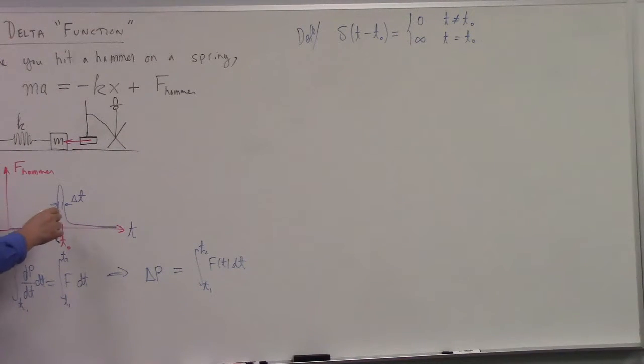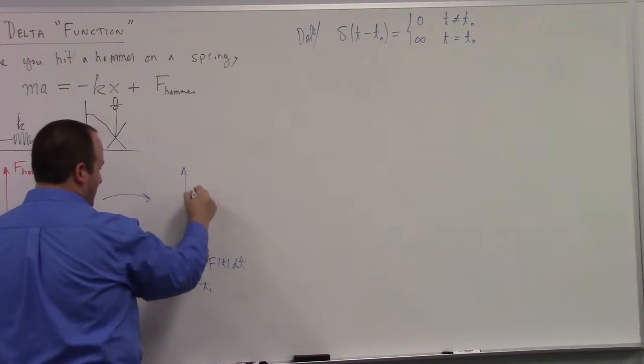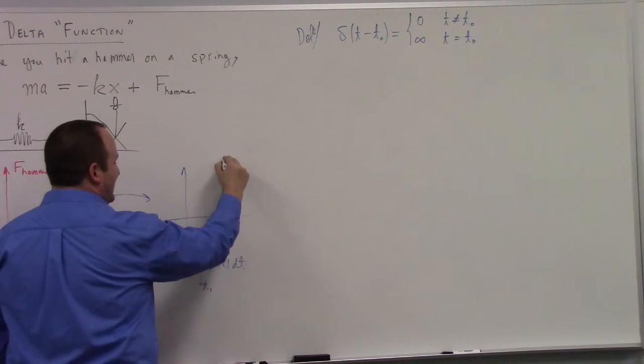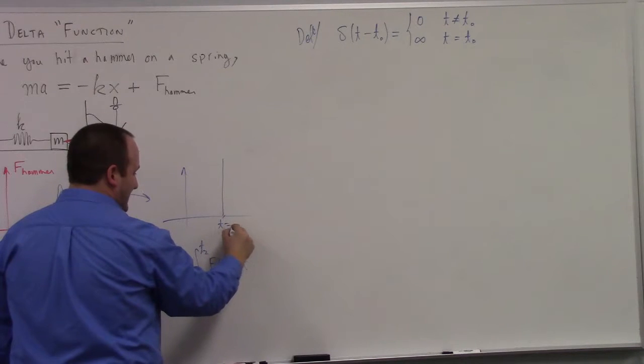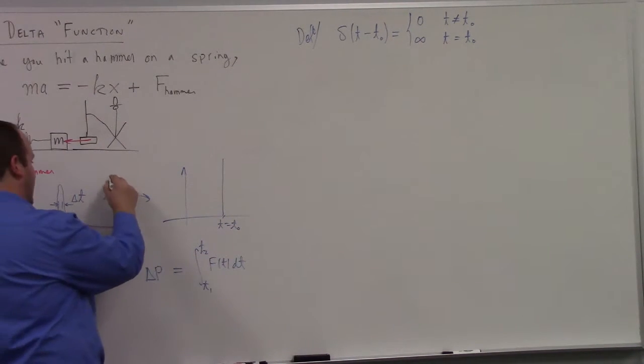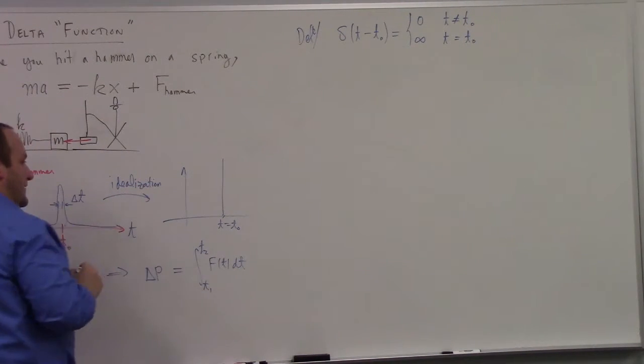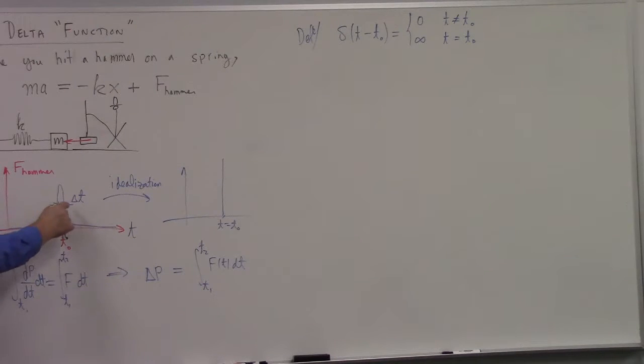Imagine delta t goes to 0, right? Basically, what's this graph? The idealization of this graph looks like what? Just a line, t equals t naught, right? So this is the idealization. And that's what the Dirac Delta function does for you. It gives you an idealization of this time increment squashing to 0.